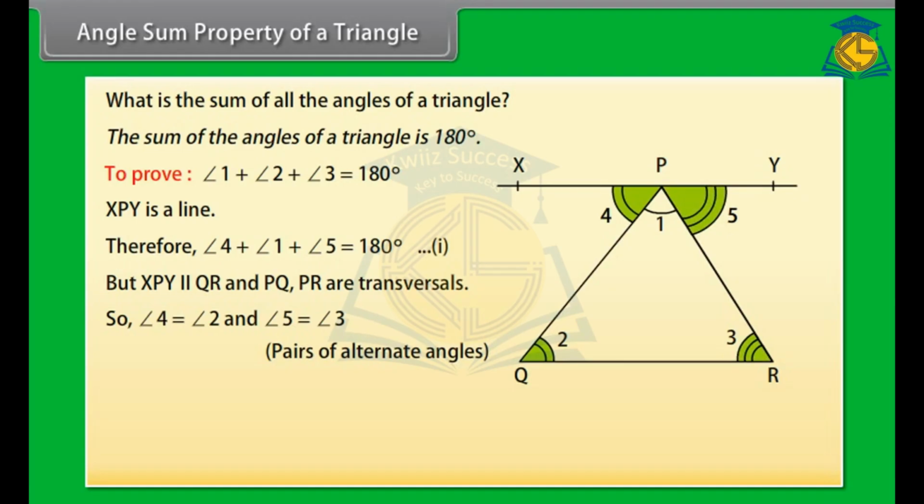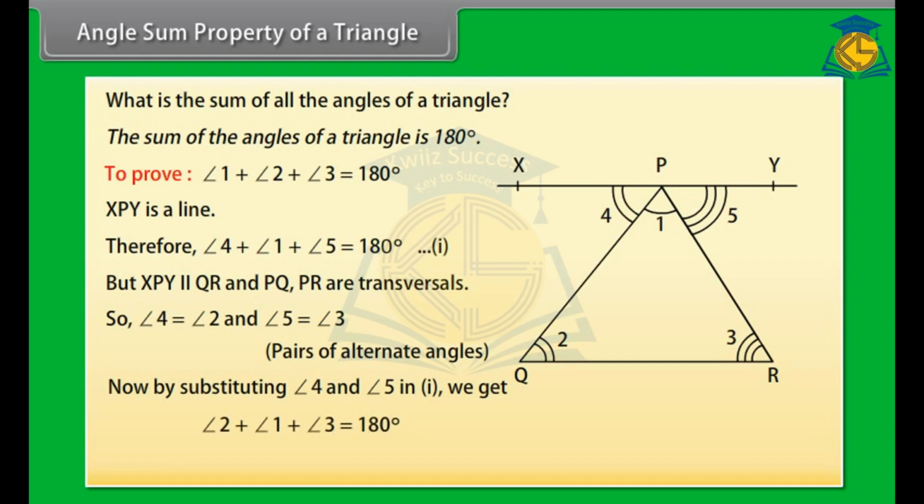of alternate angles. Now by substituting angle 4 and angle 5 in 1, we get angle 2 plus angle 1 plus angle 3 is equal to 180 degrees. Or we can write it as angle 1 plus angle 2 plus angle 3 is equal to 180 degrees.